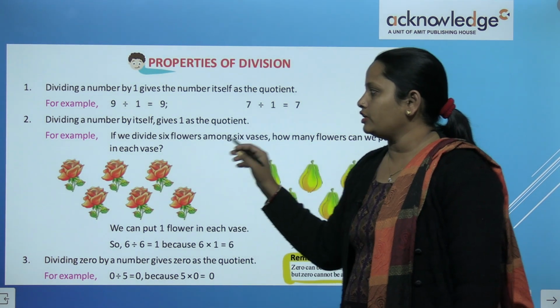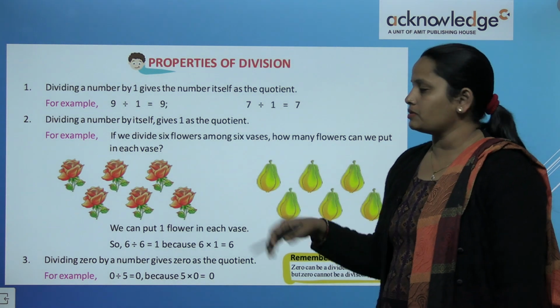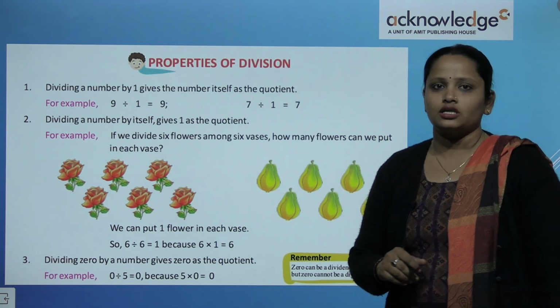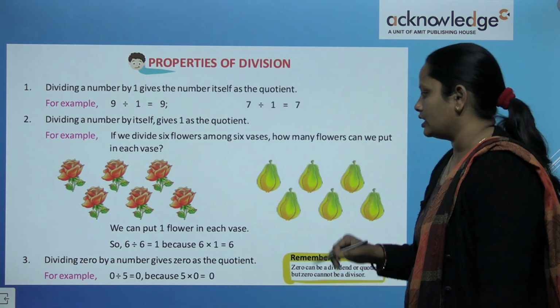For example, if we divide 6 flowers among 6 vases, हमारे पास 6 flowers हैं, उसे हमें 6 vases में रखना है. How many flowers can we put in each vase? So हम क्या करेंगे, हर vase में 1 flower रखेंगे.